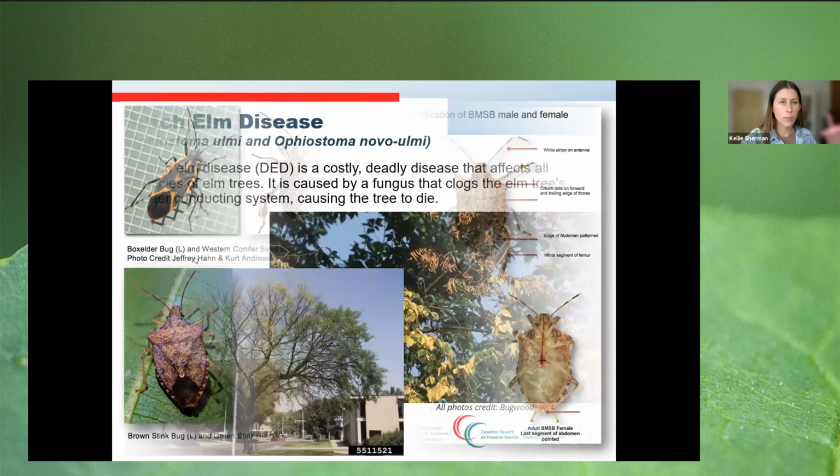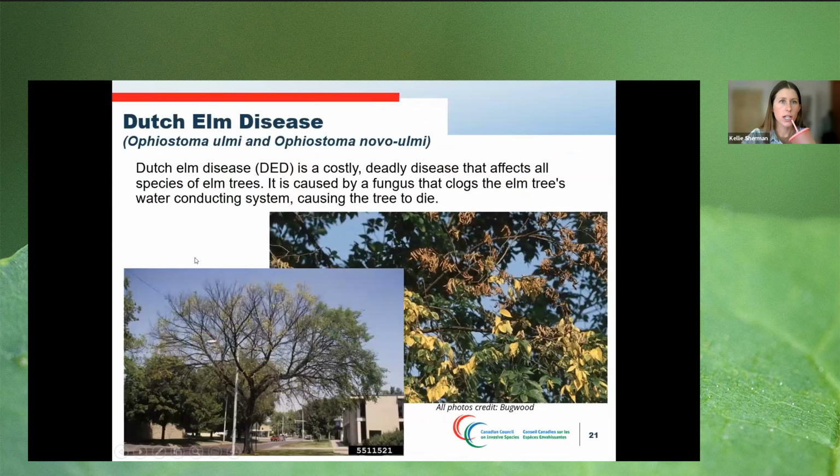Okay, moving on to Dutch elm disease. This one's a little different. It is actually a fungus that clogs the elm tree's water conducting systems, spread by insects, causing the tree to die. So it's mostly spread by elm bark beetles that spread the fungus when feeding, and it's established in every province except Alberta and BC. Most likely came in from Asia or Europe through infected lumber in the early 1930s.